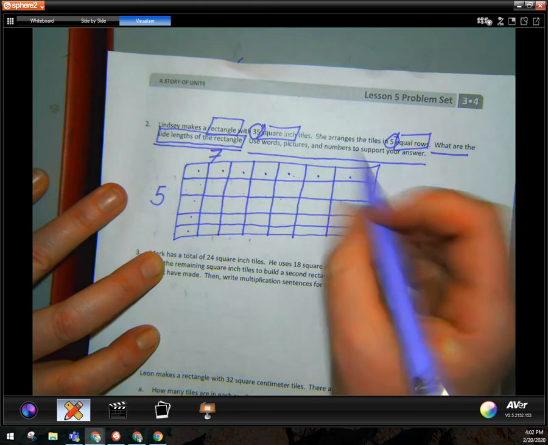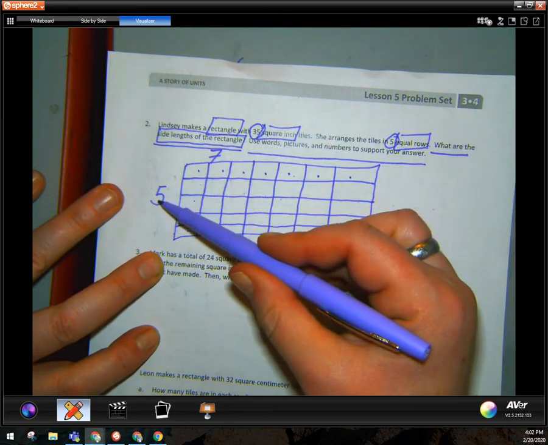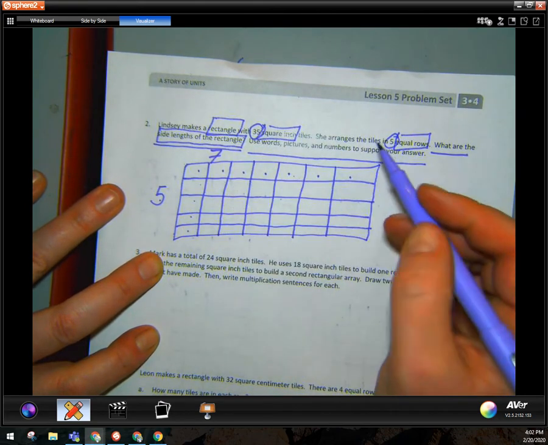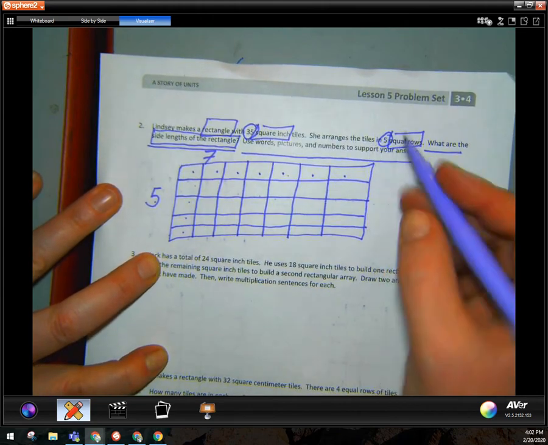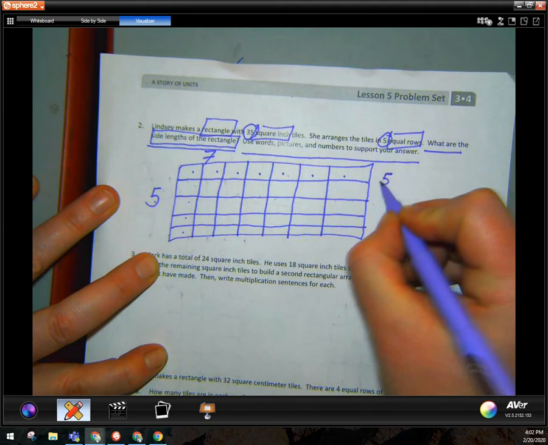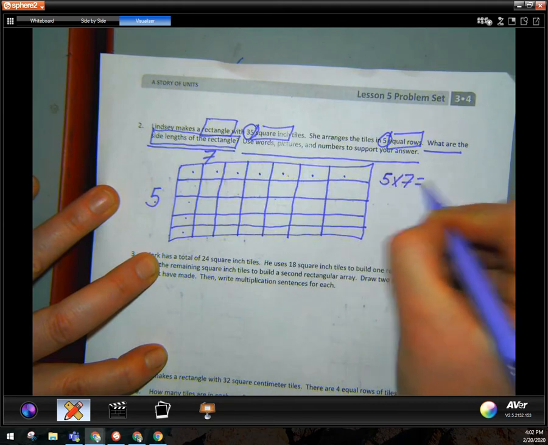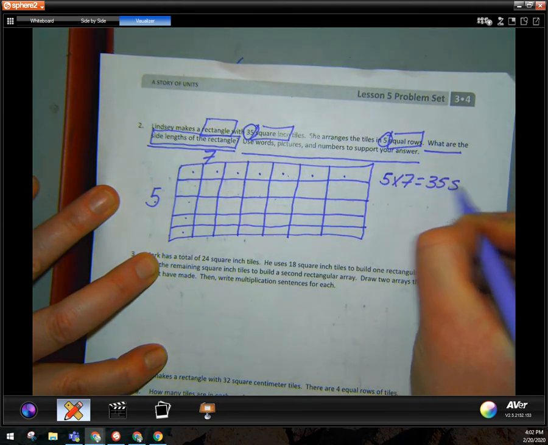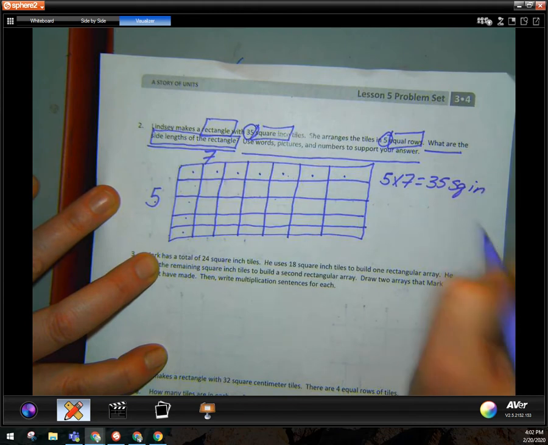I could have already realized that I just need to figure out 5 times what equals 35, and I may have already known that was 7. But they want us to use pictures, words, and numbers. So I'm going to write 5 times 7 equals 35 square inches.